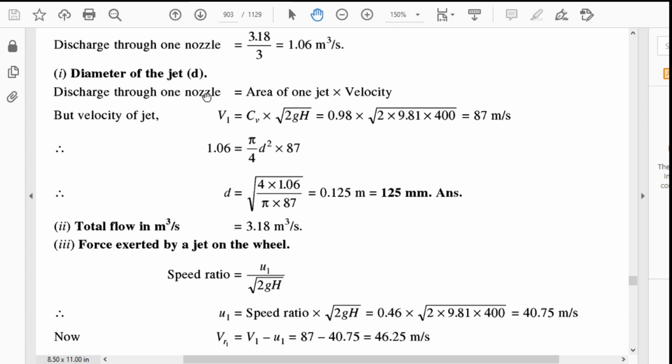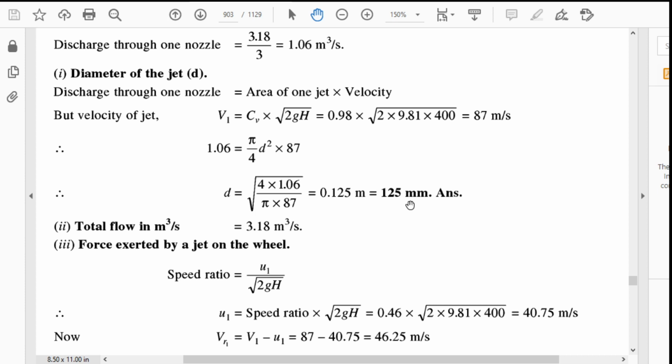Now, for this expression, the discharge through one nozzle we have calculated as 1.06. The area of one jet can be calculated by pi by 4 d square, and the velocity is 87 meters per second. Using this expression we can find the diameter of one jet. So small d, the diameter of jet, will be 0.125 meters, that is 125 mm. The first thing they have asked, diameter of jet, is calculated.